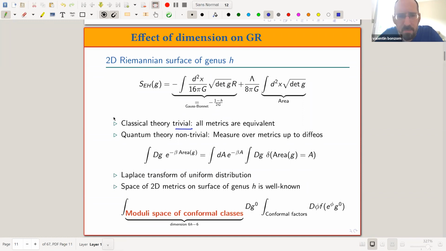There's no classical theory. However, the quantum theory is non-trivial for several reasons, and I will probably just tell you one of them. And it's the fact that you have a measure on the space of metrics up to diffeomorphisms. And that will give you an interesting theory to look at. So here it's an integral over metrics, exponential minus some constant beta times the area. So beta is this, lambda over 8 pi g.